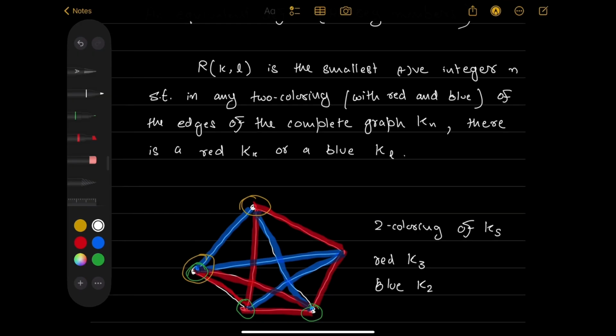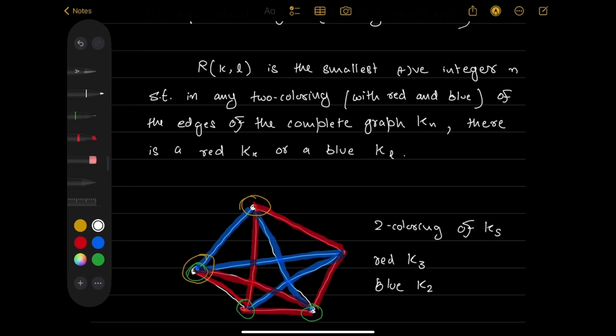Let us go to the definition again. I was explaining the two coloring of a complete graph. The definition says that you take Kn, and you randomly assign two colors to the edges of this graph, and you must be able to find either a red Kk or a blue Kl. Then the smallest such n will be the Ramsey number. How is this definition equivalent to the previous definition? Any graph on n vertices is a subgraph of the complete graph on n vertices, Kn, right?